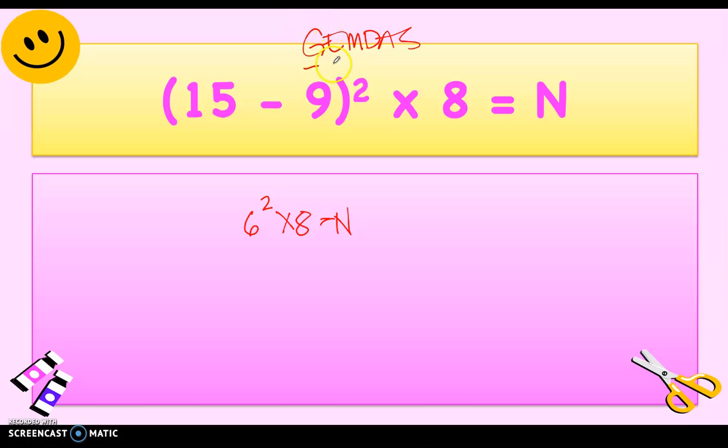Next, there's an exponent, so we perform the exponent. 6 to the power of 2, or 6 times 6, is 36. Then, copy the 8. Then, multiply 36 times 8. And you will get, for the value of n, we have 288. So that's the value of n.